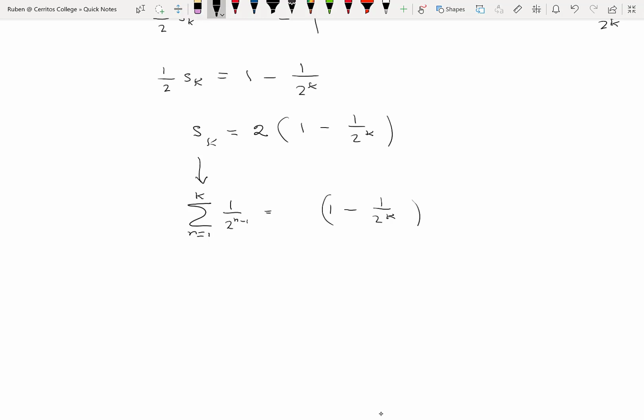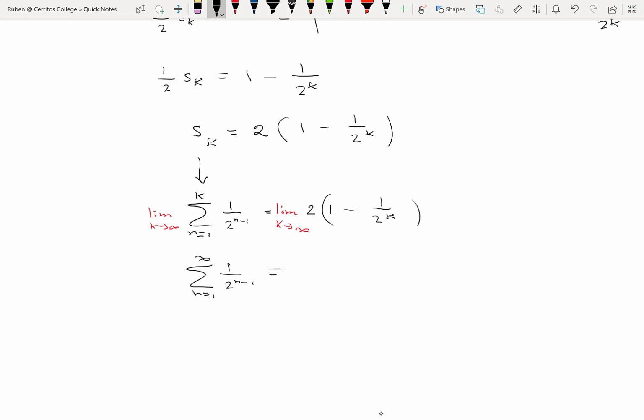We imagine taking the limit of both sides of this as k goes to infinity. Well, left-hand side, as k goes to infinity, you get the whole series. The sum of 1 over 2 to the n minus 1, n ranges from 1 to infinity.